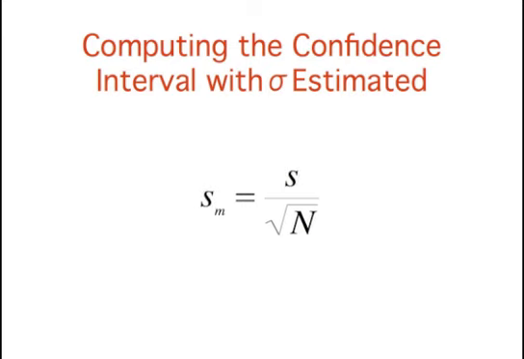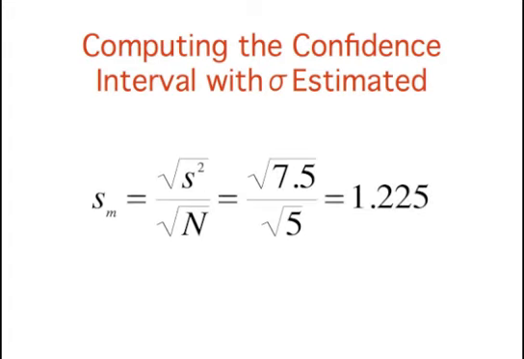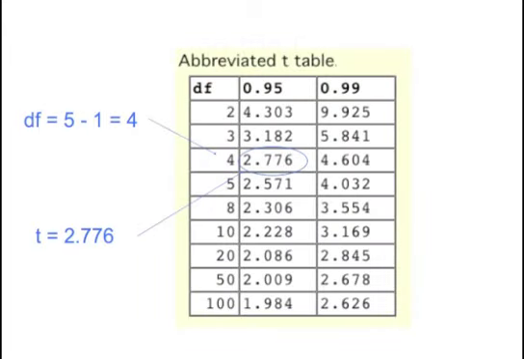Since we don't know the standard deviation in the population, we use the sample standard deviation to compute an estimate of the standard error. S sub m is the estimated standard error of the mean, and S is the sample standard deviation. In this example, the estimate of the standard error of the mean is equal to 1.225. The next step is to find the value of t. The degrees of freedom equals n-1, which in this example is 4. As you can see from the table, the value for the 95% interval for 4 degrees of freedom is 2.776.